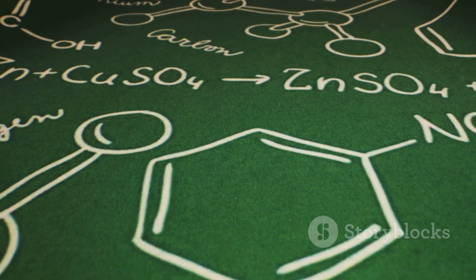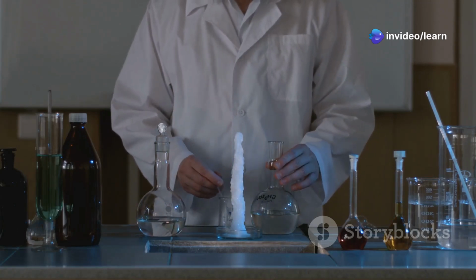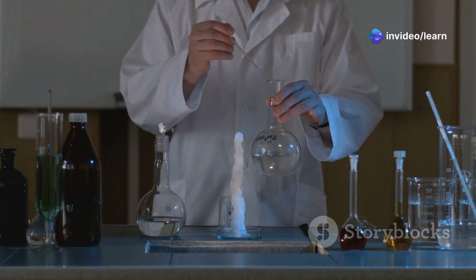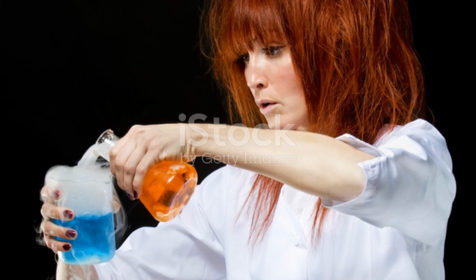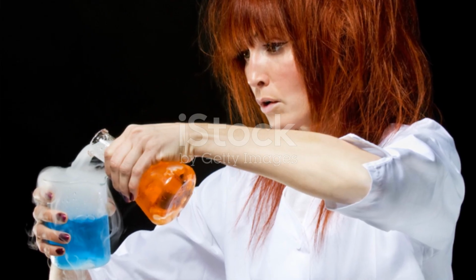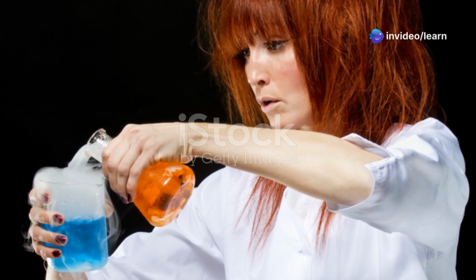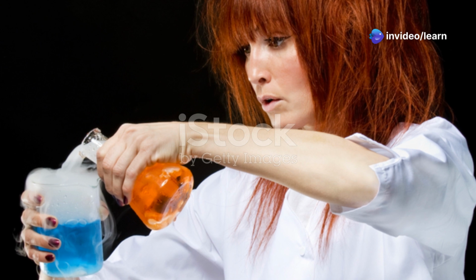Following that, double displacement reactions. These occur when parts of two compounds swap places to form two new compounds. Two compounds exchange ions to form two new compounds. Think about mixing a solution of silver nitrate and sodium chloride. The result is the formation of silver chloride and sodium nitrate.